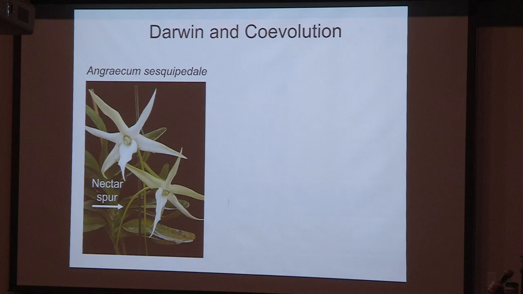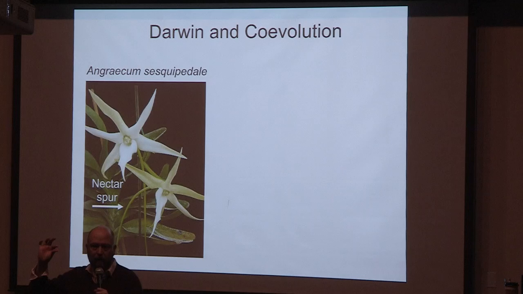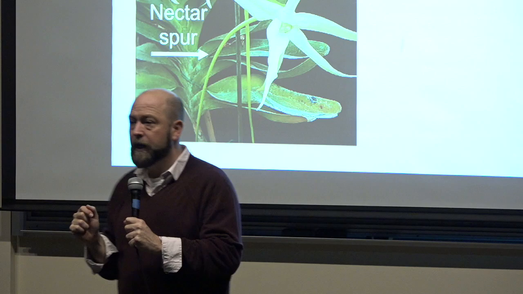And the thing that's special about this is that part right there. It looks like a stem, but it's actually what's called a nectar spur. It's actually part of the petal that comes out the back, and it's hollow. Way down in the bottom of that, there's sugar, there's nectar in the bottom. That spur is about a foot and a half long.